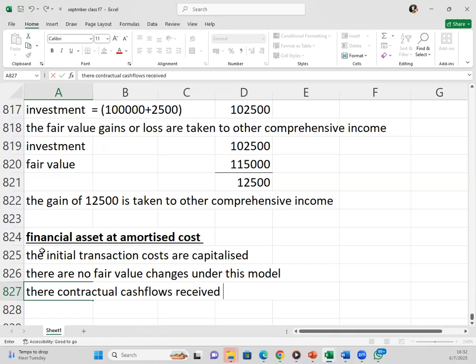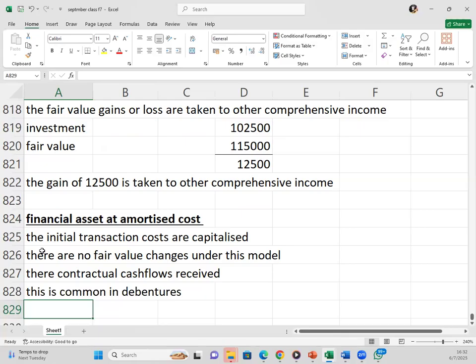So if the instrument is not changing value and they are contractual cash flows. What do you mean by contractual cash flows? They're saying the money that the other party is receiving, we have clearly stated it down. It's not going to be changing. Interest, it's clearly stated how much interest you're going to be paid. So I can say this is common in debentures. So this is where we normally receive contractual cash flows.